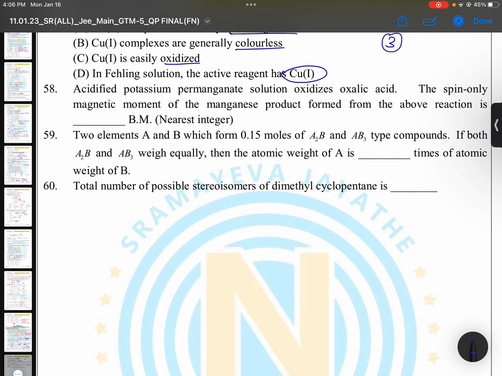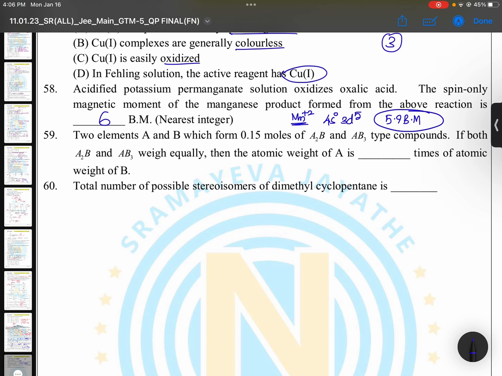Acidified potassium permanganate solution oxidizes oxalic acid. The spin-only magnetic moment of the manganese product formed in the above reaction, that is Mn plus 2. Mn plus 2 means 4s0 3d5. 3d5 means 5 unpaired electrons will be there. When 5 unpaired electrons are there, it is 5.9 Bohr magnetons. So you can take the nearest integer, 6.